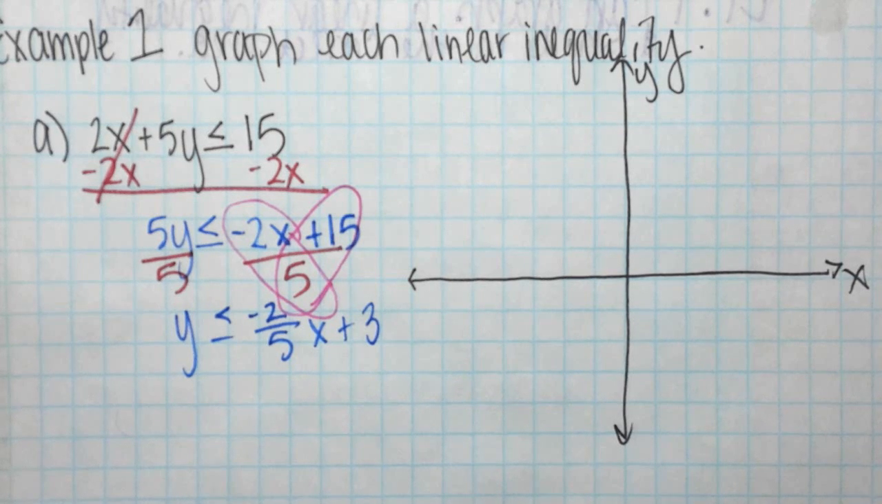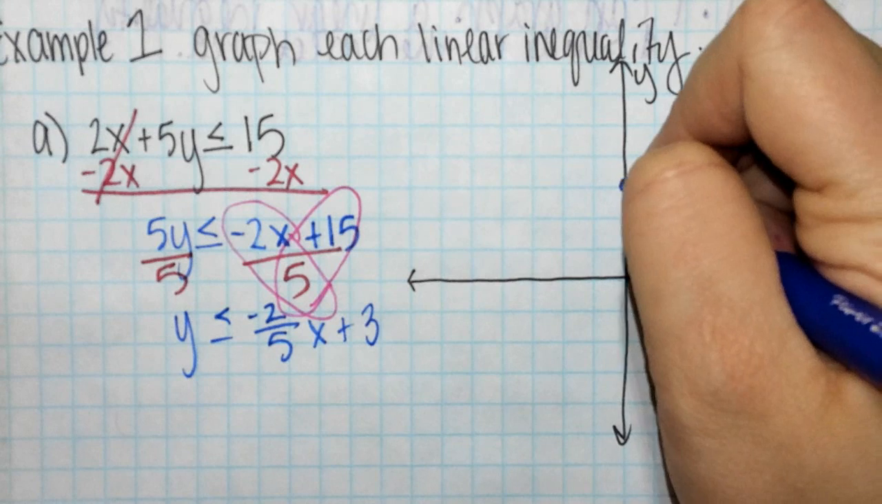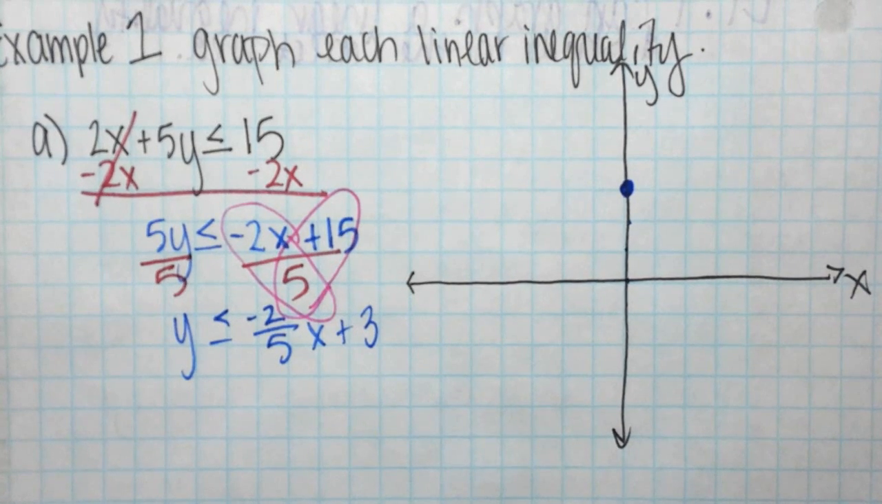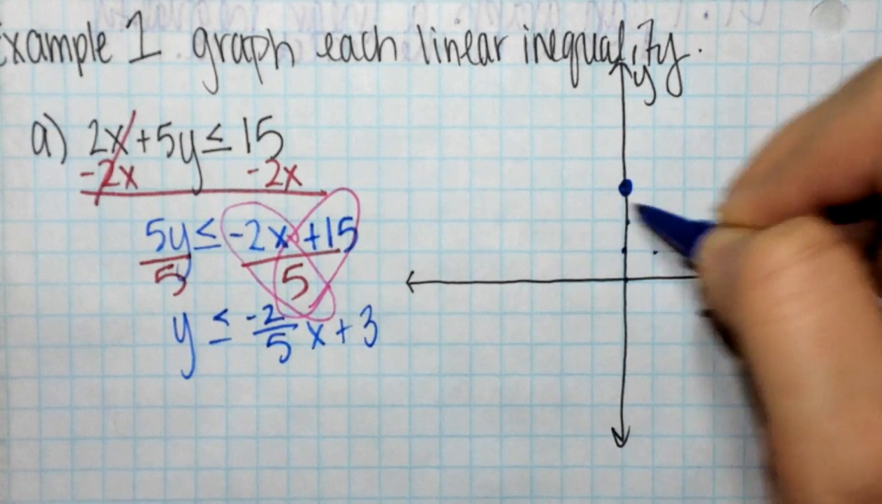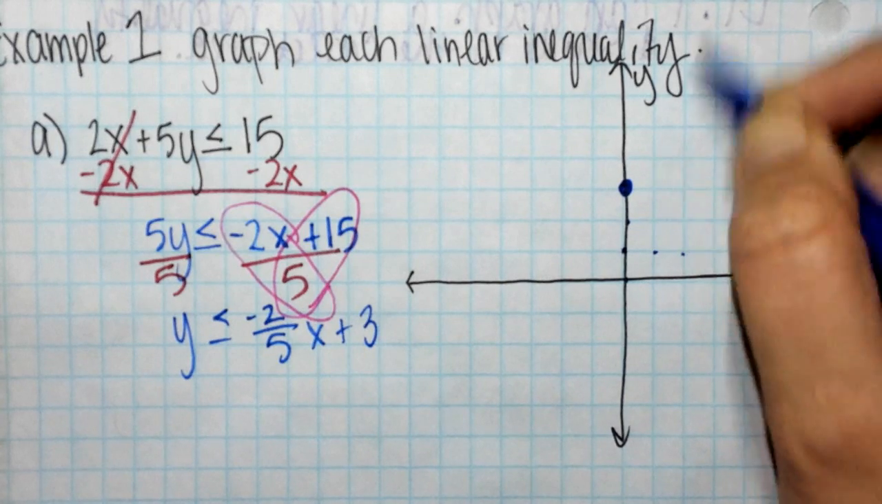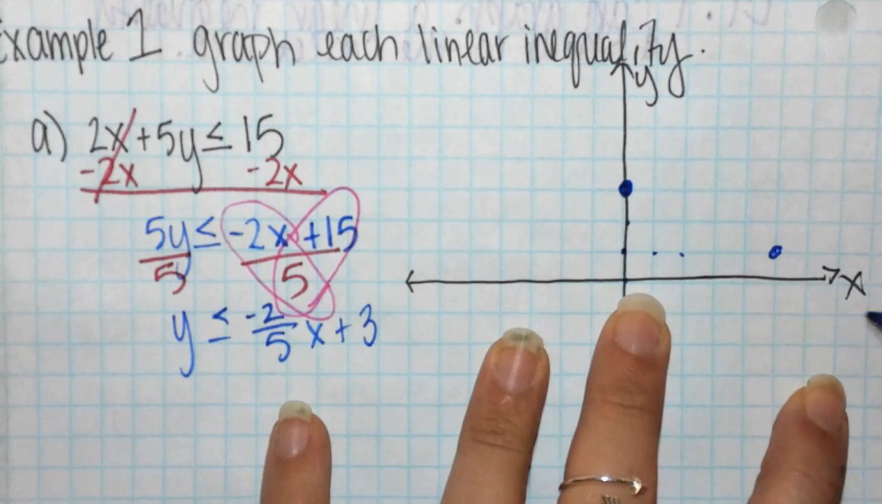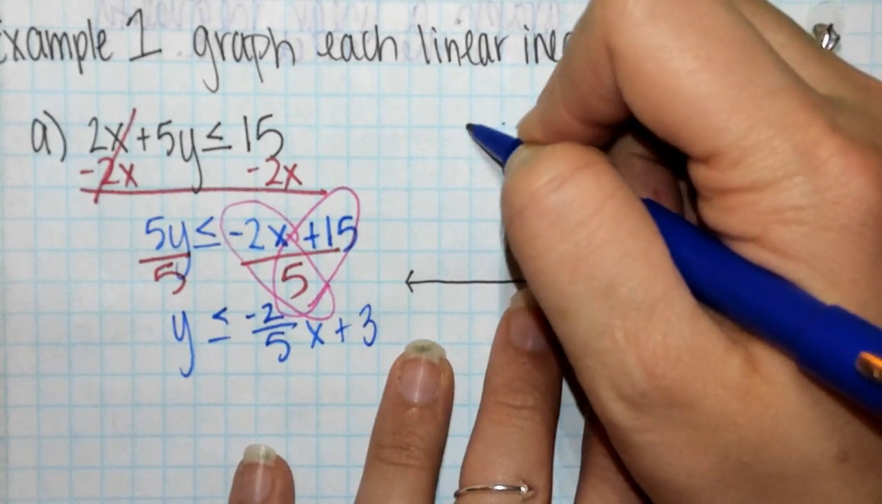Alright, who can tell me how to graph this? Where do I start? Yeah, you go up 3. If you say go up 3, give your table a point. Now, what do I do? Down 2, right 5. Down 2, right 1, 2, 3, 4, 5. I don't have enough room, so I'm going to go up 2, left 1, 2, 3, 4, 5.